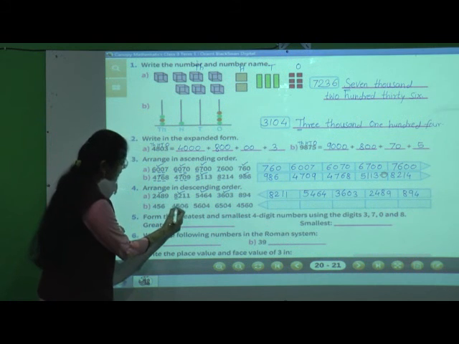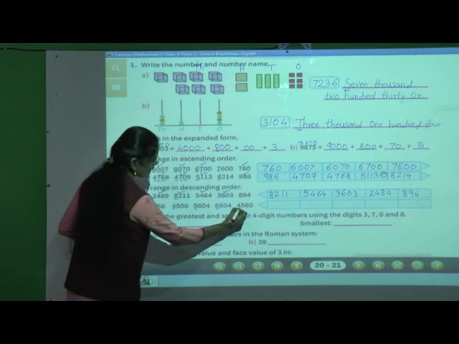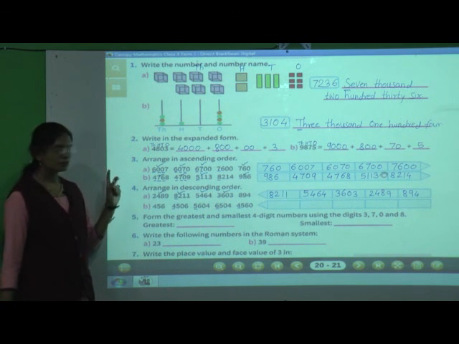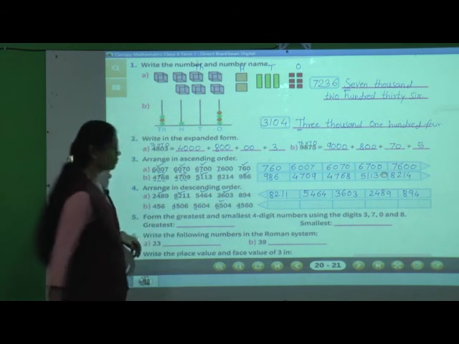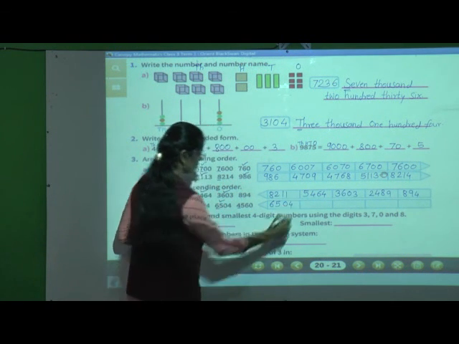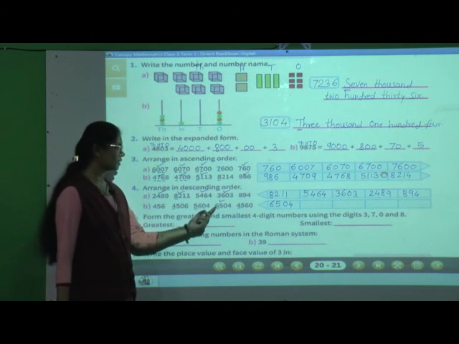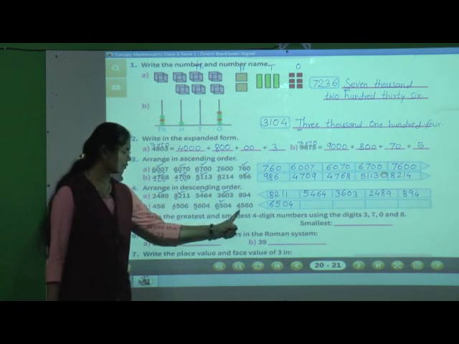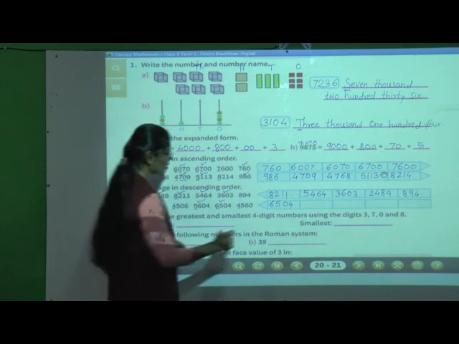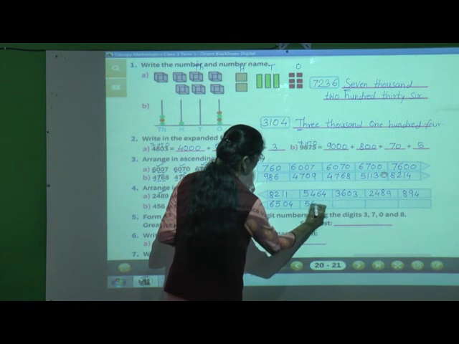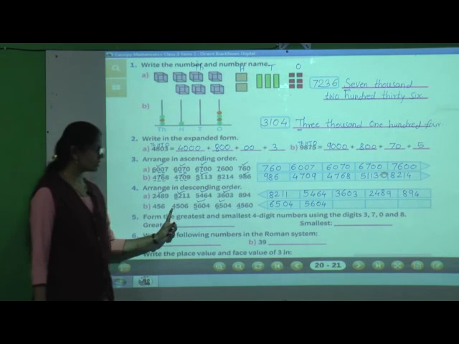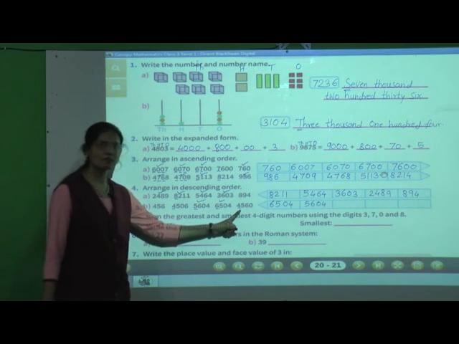Now at thousands place 4, here 5, here 6 and here 4. Now you tell me which one we should take first. Yes, this number will come first, 6504. Then after 6, here 4, 5, 4. Then 4 is smaller than 5, so we will take this 5604, which is greater.